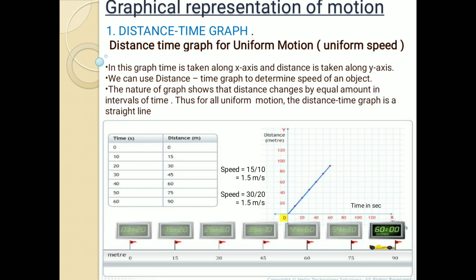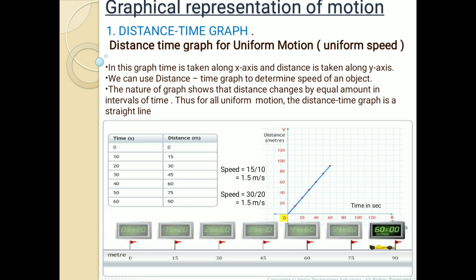So what are the features of this graph? Already I told you, in this graph time is taken along the x-axis and distance is taken along the y-axis. And we can use the distance-time graph to determine the speed of an object. The next one: what is the nature of this graph? The nature of the graph shows distance changes by an equal amount in equal intervals of time. Is it correct? This is uniform motion only.